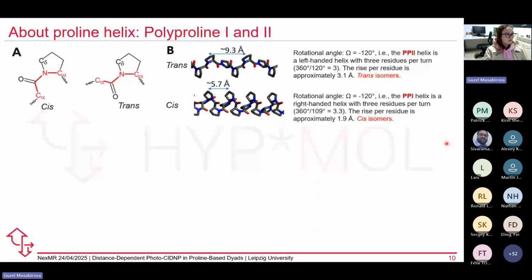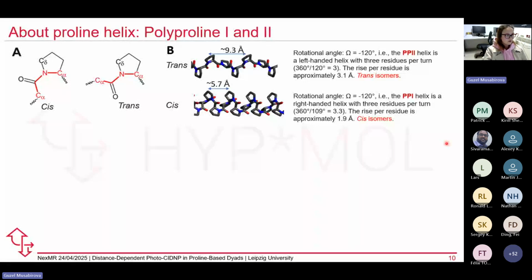And actually, which helix is formed strongly depends on the solvent. In water, like here, we mainly form the PP2 helix. And for example, in alcohol like propanol, mostly the PP1 helix is formed, which is cis-dominated, the cis isomer dominates. In our dyad system, we used deuterated methanol, because it promotes more stable PP2 helix formation, and as well, it's good for our dyad solubility.